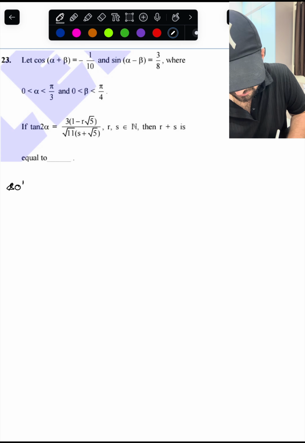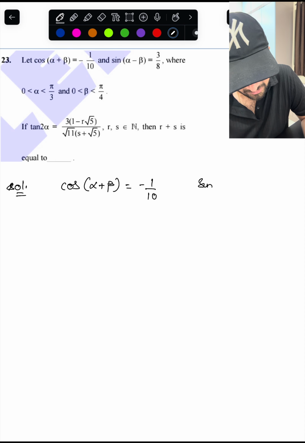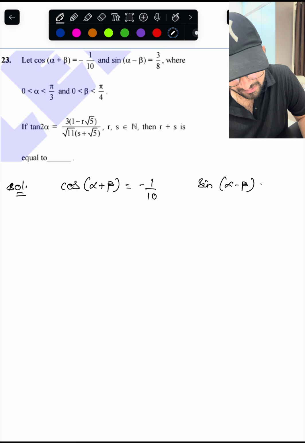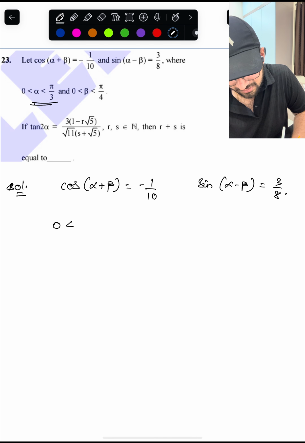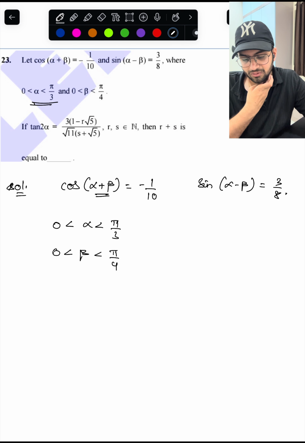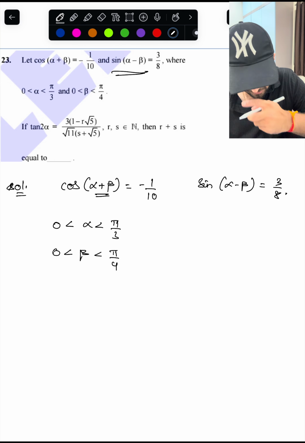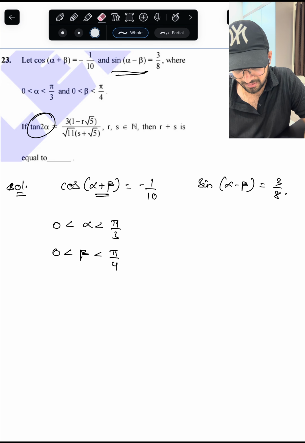What is given here? Cos of alpha plus beta is minus 1 by 10. Sine of alpha minus beta is 3 by 8. And alpha is between 0 to pi by 3. Beta is between 0 to pi by 4. As here alpha plus beta is there, so cos of alpha plus beta is given, and sine of alpha minus beta is also given. Now they are asking for tan 2 alpha, right?